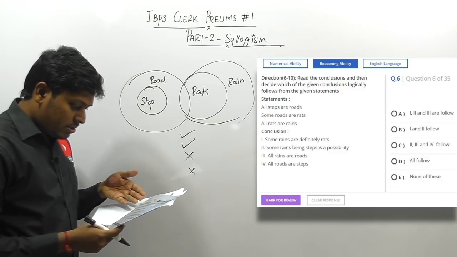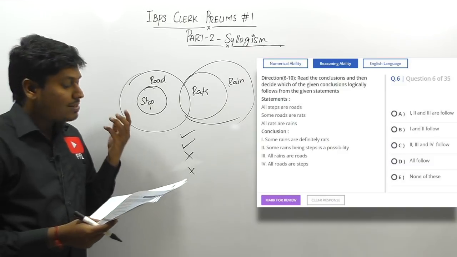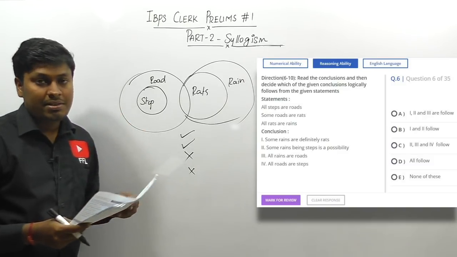So look at the option. Option number B, which has conclusion number 1 and 2 follows. So we can say that for this question, option B is your answer.